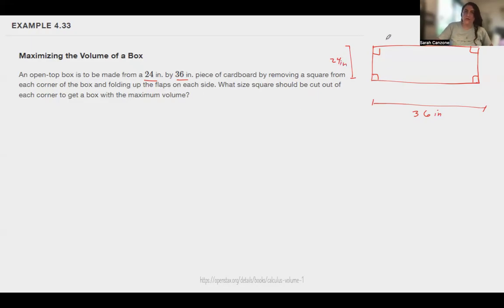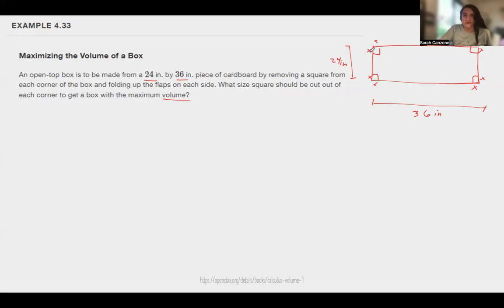We've removed a corner of size we don't know yet. What size should be cut out of each corner to get the box with a maximum volume? Okay, so we don't know what the size of the corner is, so that's our variable. We're just going to call it x, and everything has to be x, because we wouldn't want to take out different sides of the corner. That wouldn't make sense. That wouldn't create a box. So we need to take out the same size from each corner.